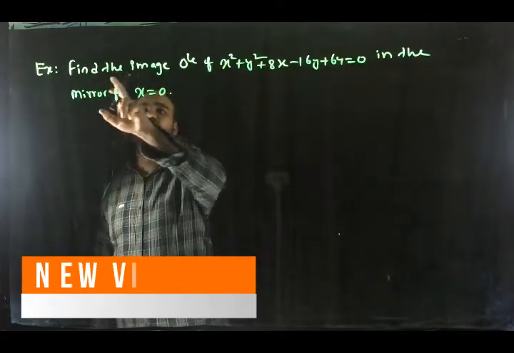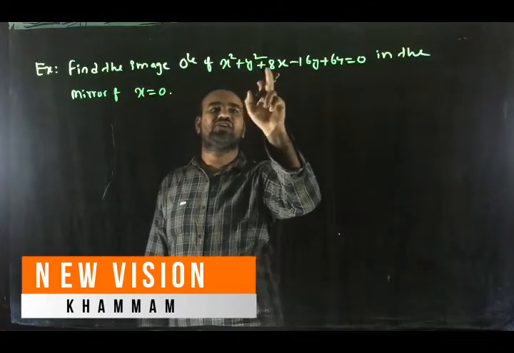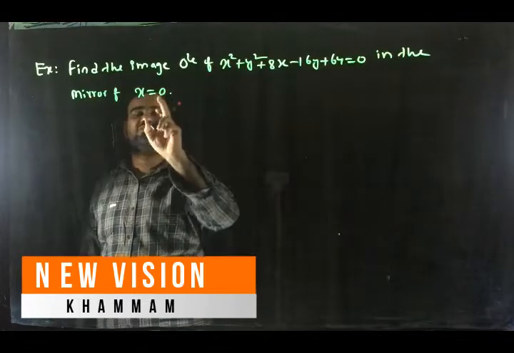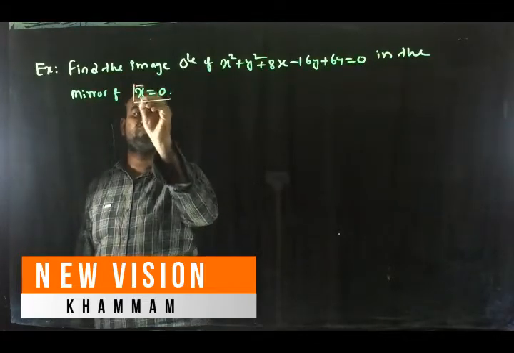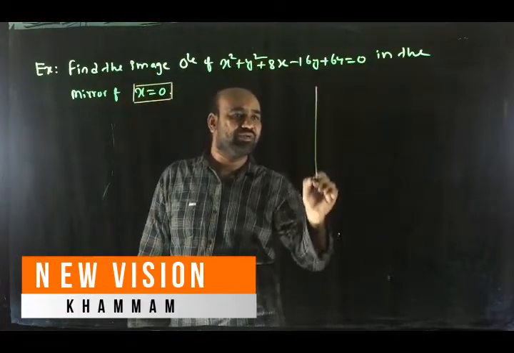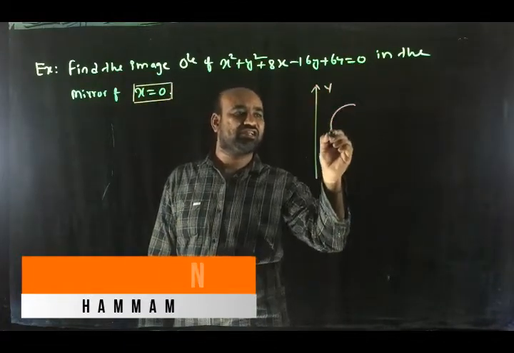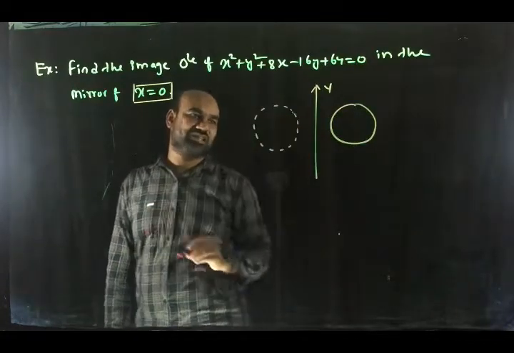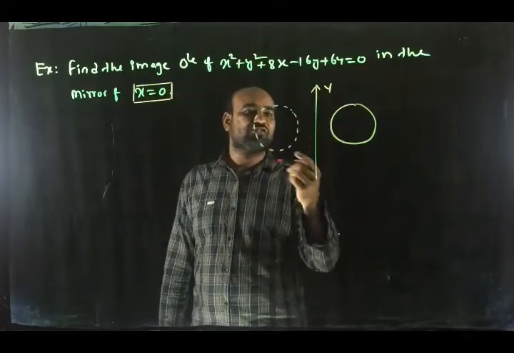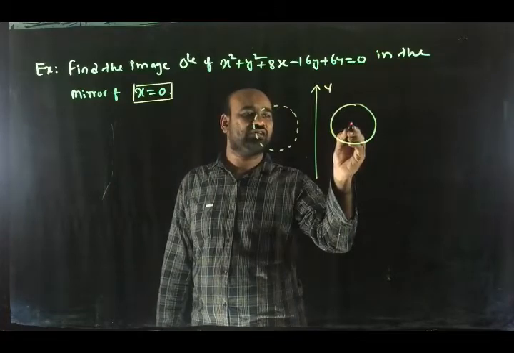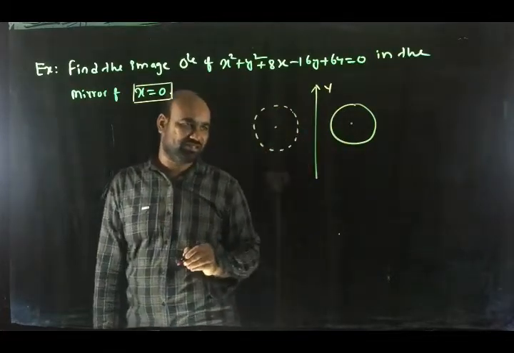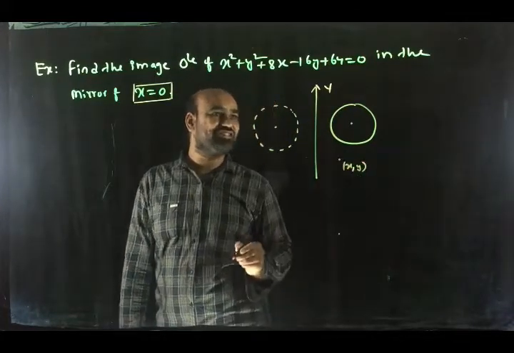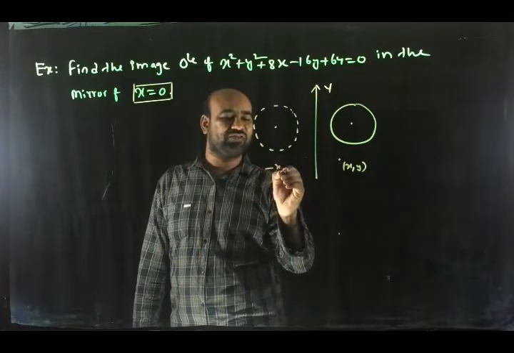Another example problem: find the image of the circle x square plus y square plus 8x minus 16y plus 64 equal to 0 in the mirror x equal to 0. X equal to 0 represents the y-axis in the coordinate plane. Here a circle is given, and we want to find the equation of the mirror circle. Both the circles will have the same radii. The only change is the coordinates of their centers. For example, (x, y) is a point. Its image with respect to the y-axis is (minus x, y).